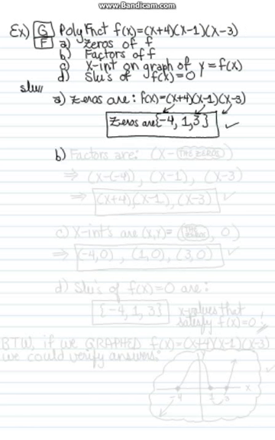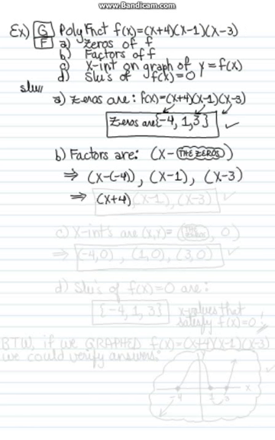Part B, what are the factors? Well, the factors are x minus the zeros of the polynomial. You can see them right there, but if we didn't know what they were, we've got our zeros now, so we could actually create the factors from x minus the first zero, x minus the second zero, x minus the third zero. Simplify, and our factors are x + 4, x - 1, and x - 3.